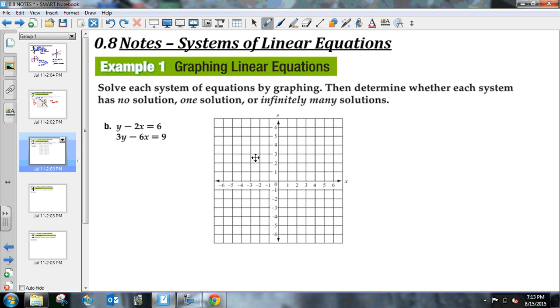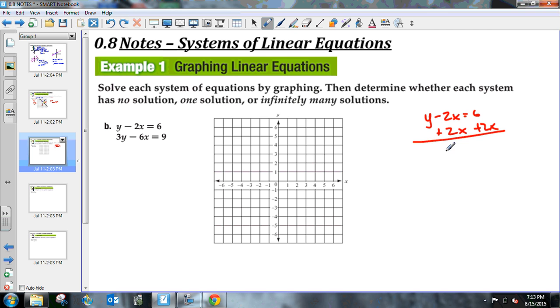All right, let's take a look at another one. And both of these, you can graph them in this form. I'm going to go ahead and put them into slope-intercept form real quick. I'm going to solve each of these for y. So in part B, I'm going to start with the equation y minus 2x is equal to 6. I'm going to add 2x to both sides.